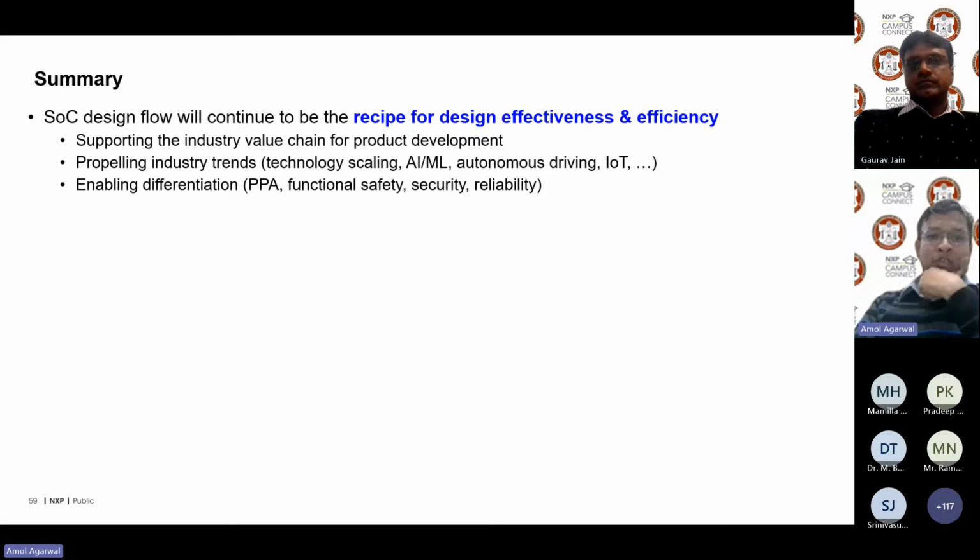So this is all regarding the overall SoC design flow. We covered both the front-end part and the back-end part. We have seen a lot of advancement in the last 20-30 years, but this SoC design flow will continue to be the recipe for design effectiveness and efficiency. These are the standard practices which every design company needs to follow to finally design a chip. This process is required to support the industry value chain for product development.